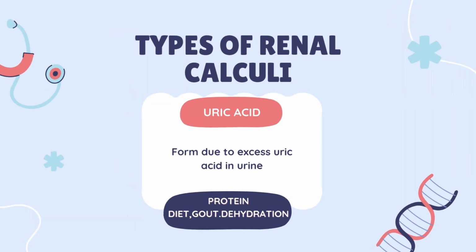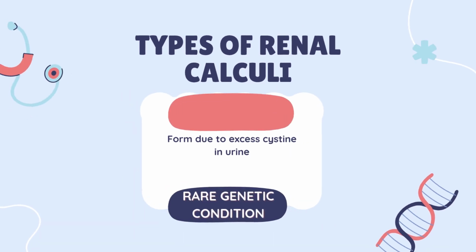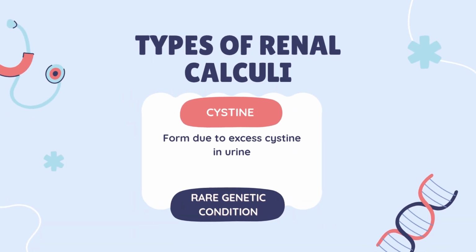Uric acid is also a type of renal calculi. This usually forms due to excess uric acid in the urine, and it may be due to protein diets, gout, or even dehydration. The last type of renal calculi is the cysteine. It forms due to excess cysteine in urine. Most of the times, people usually inherit this condition from the family.